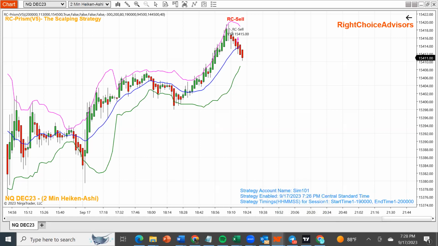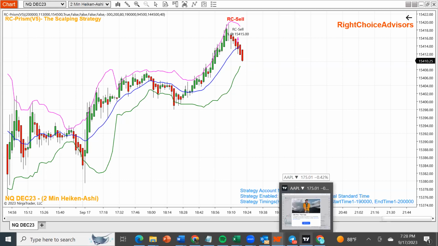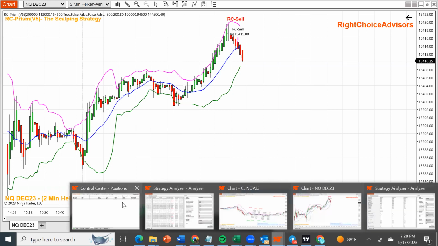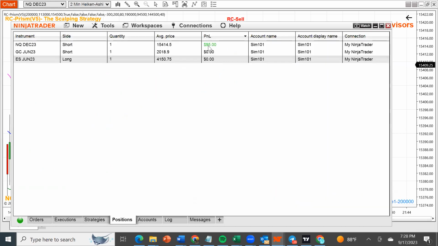Whenever there is a sell, you will receive an alert in the channel saying, okay, NQ sell at 15415. Now it is already 5 or 6 points down. If you go here, you already made $9,500, $110. You may complete your $200 profit.